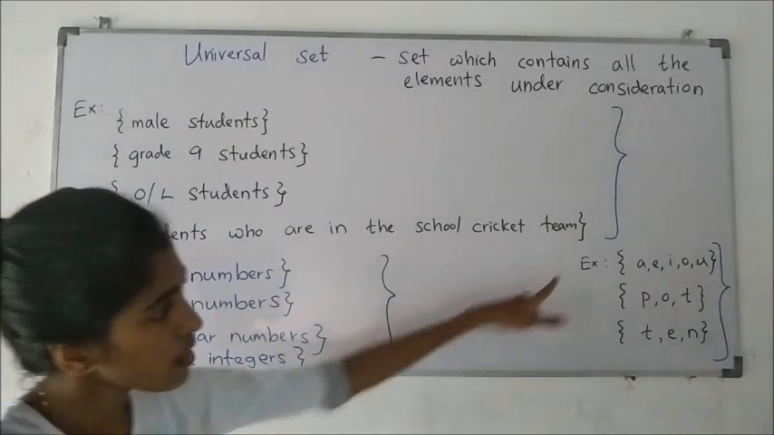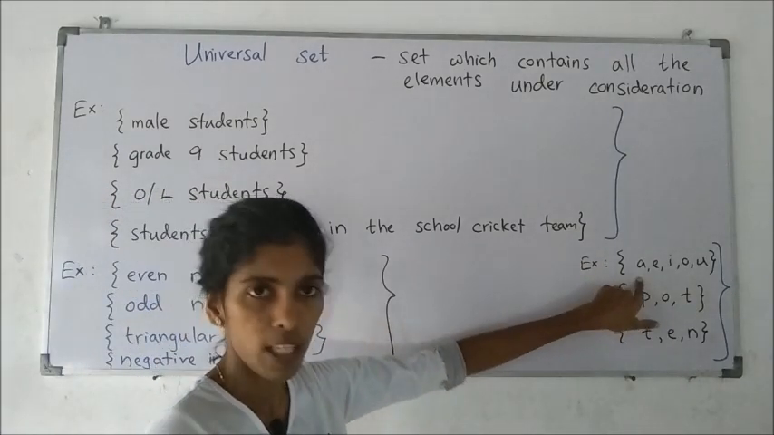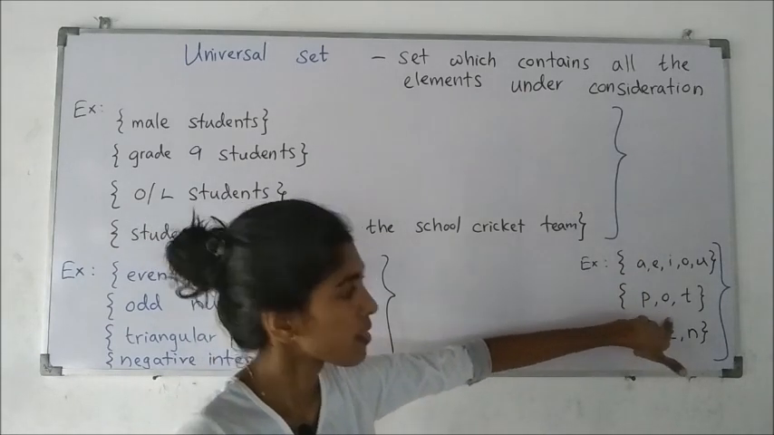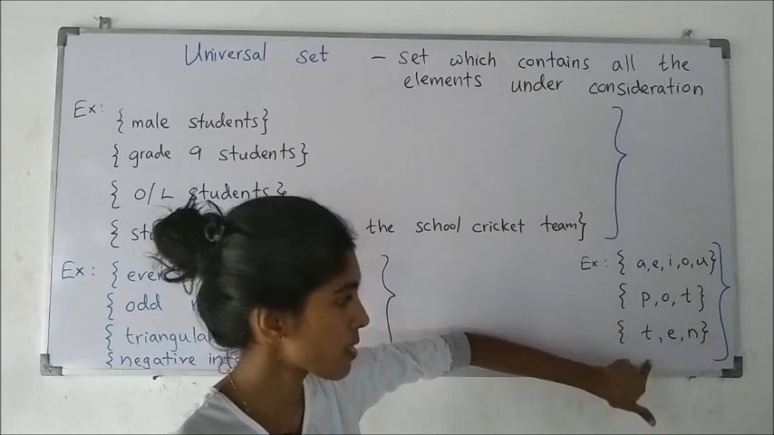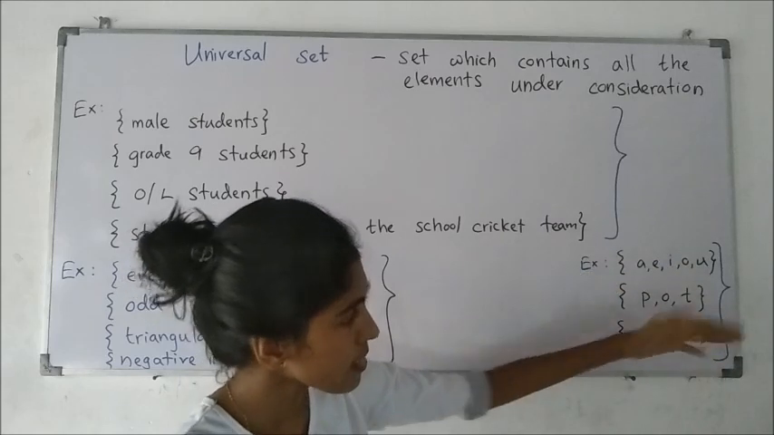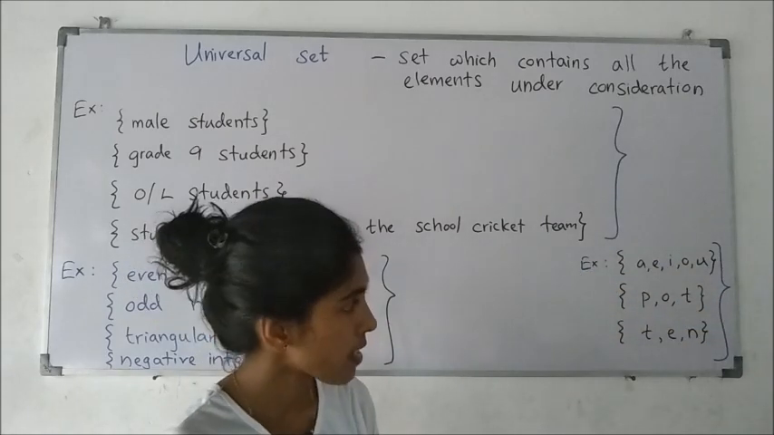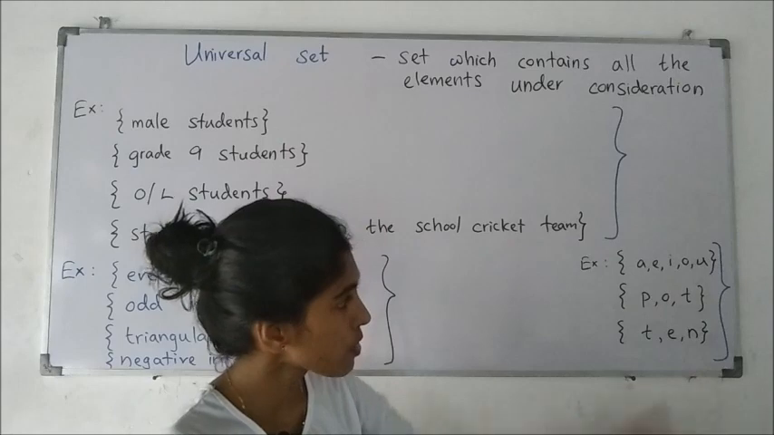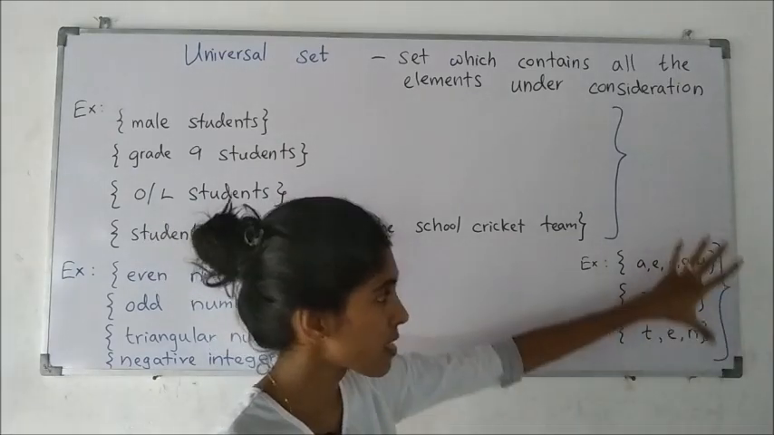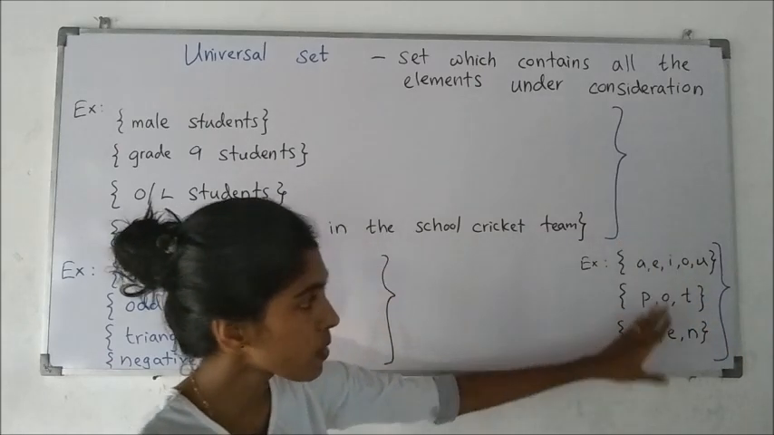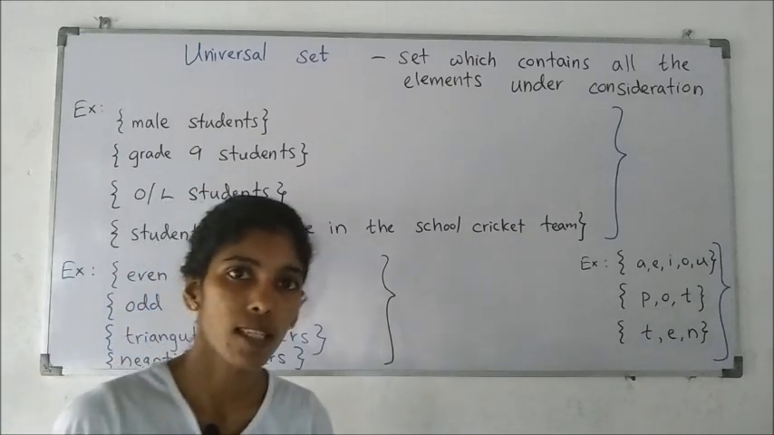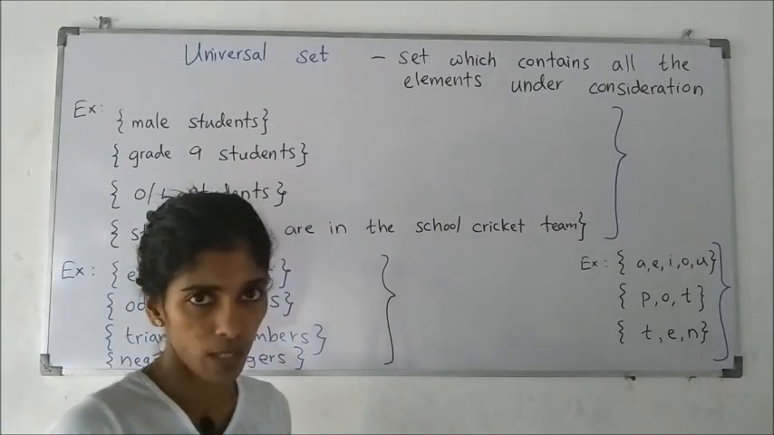Okay, look at this one: vowels of the English alphabet. Some letters are there; we can take the letters of the word pot, the letters of the word tin. So these are some examples. Anyhow, all these are letters in the English alphabet. So we can write here letters in the English alphabet. That is the main set that has all these elements. So we can write any universal set under consideration there.